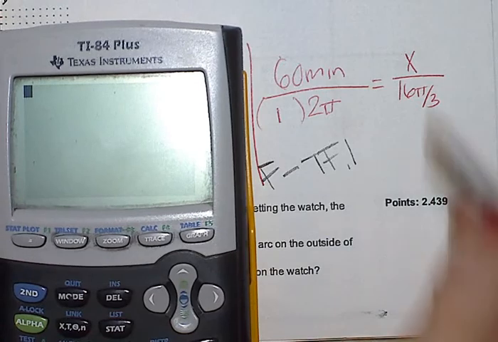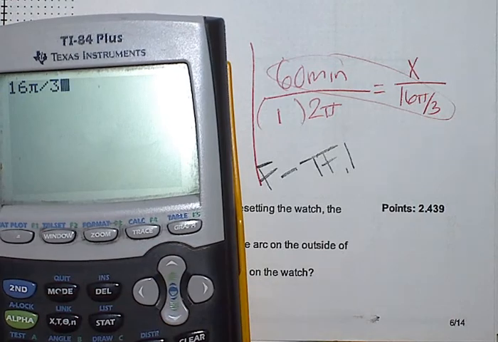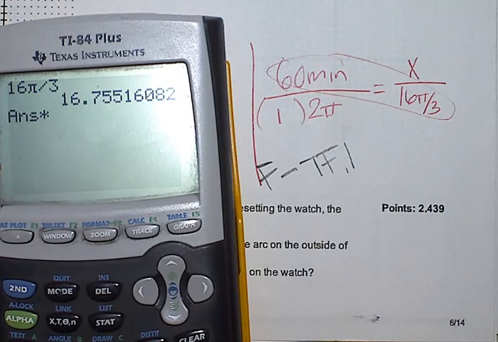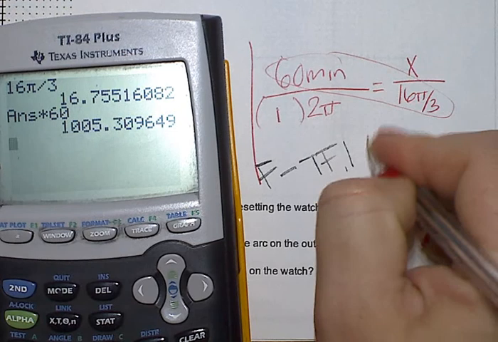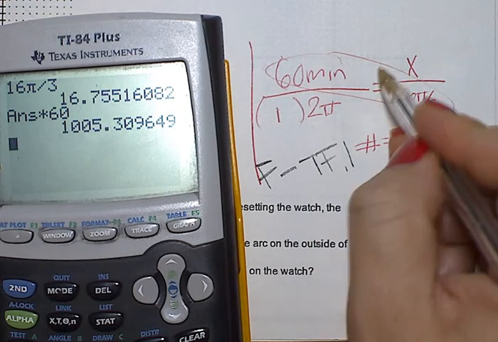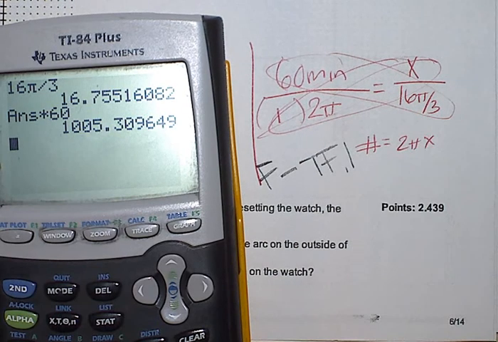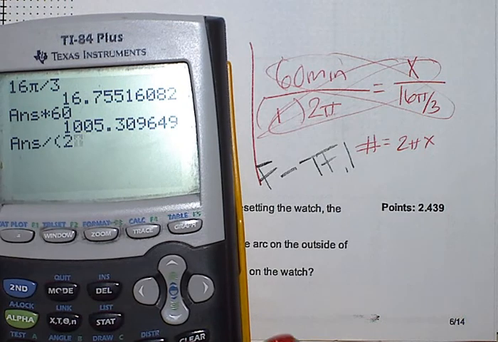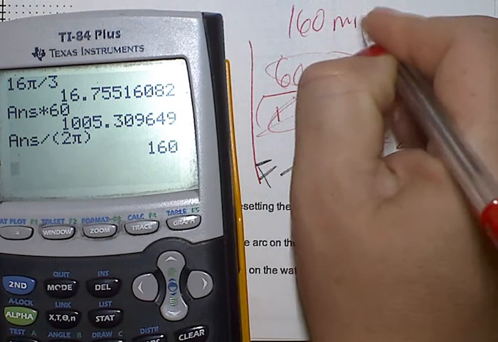We're going to cross multiply. Let's start by typing in 16 pi divided by 3 and pressing enter. And then taking it times 60. So I've just cross multiplied, and instead of me writing that down, I'm going to represent this value just with a number sign. Now when I multiply the next two, 2 pi times 1 is 2 pi x. And if our goal is to solve for x, I need to eliminate 2 pi by dividing. So go divided by, put 2 pi in parentheses. This tells me how many minutes I need to turn it back. So I need to turn this back 160 minutes.